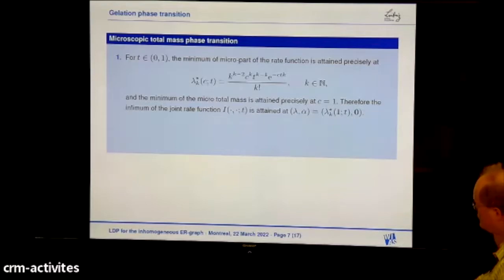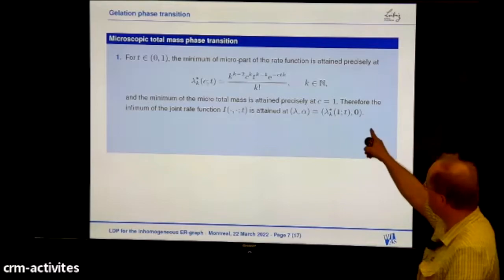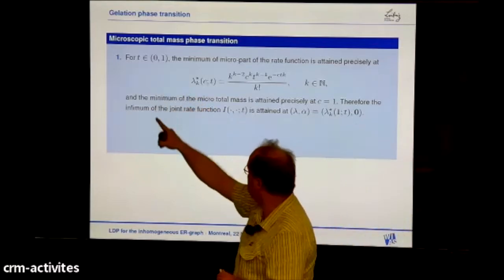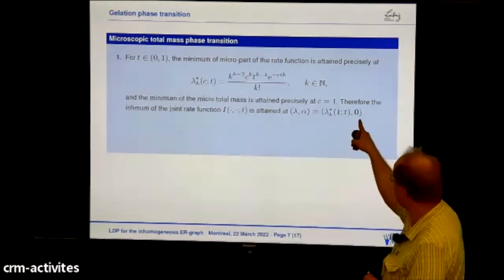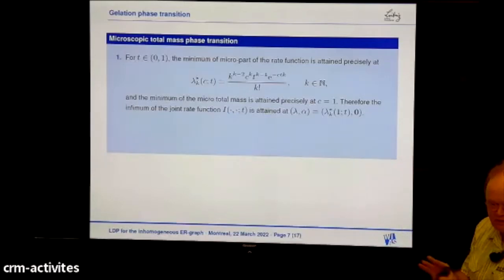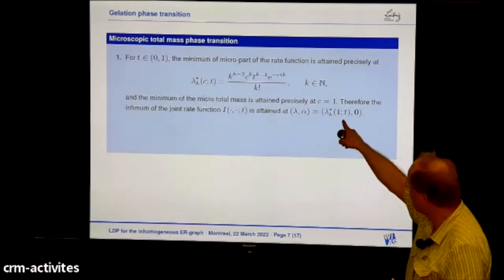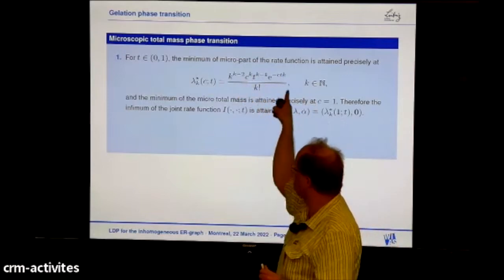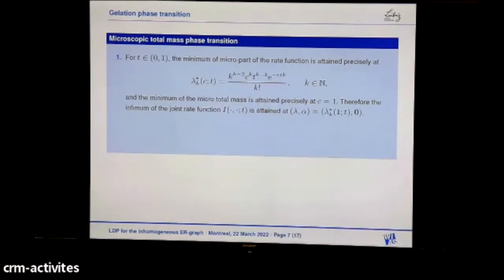If you take now the joint rate function of the lambdas and the alphas, then you have for t smaller than 1 that the minimizer is, as it concerns the macroscopic stuff, empty. And that also concerns the microscopic stuff. You see here the explicit statistics with c equal to 1 of the number of microscopic components with the size k for every k. This is, of course, well known, this formula.